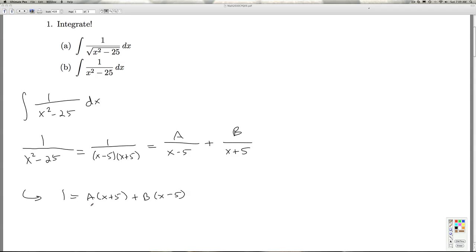Now this equation has to hold for all x's, so I look to see if there's some convenient choice of x I can pick to zero out terms and help me determine these constants. If I look, x equals -5 looks good, because if I plug in x equals -5, that's going to zero out this first factor. It's going to give me 1 equals -10b, so b is -1/10.